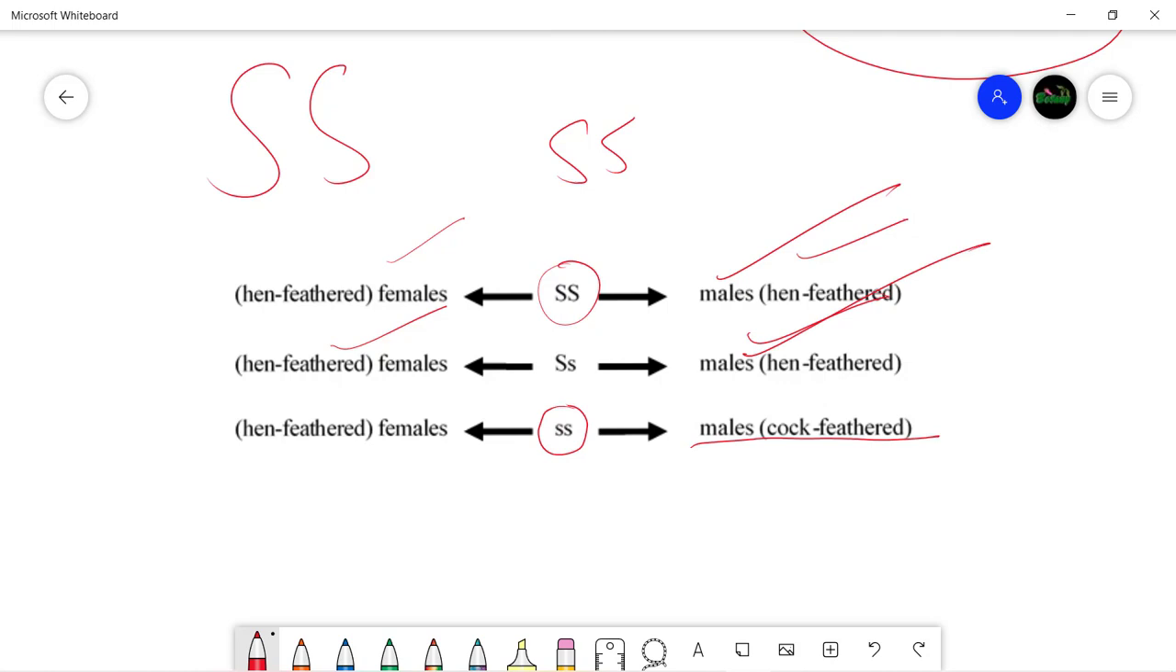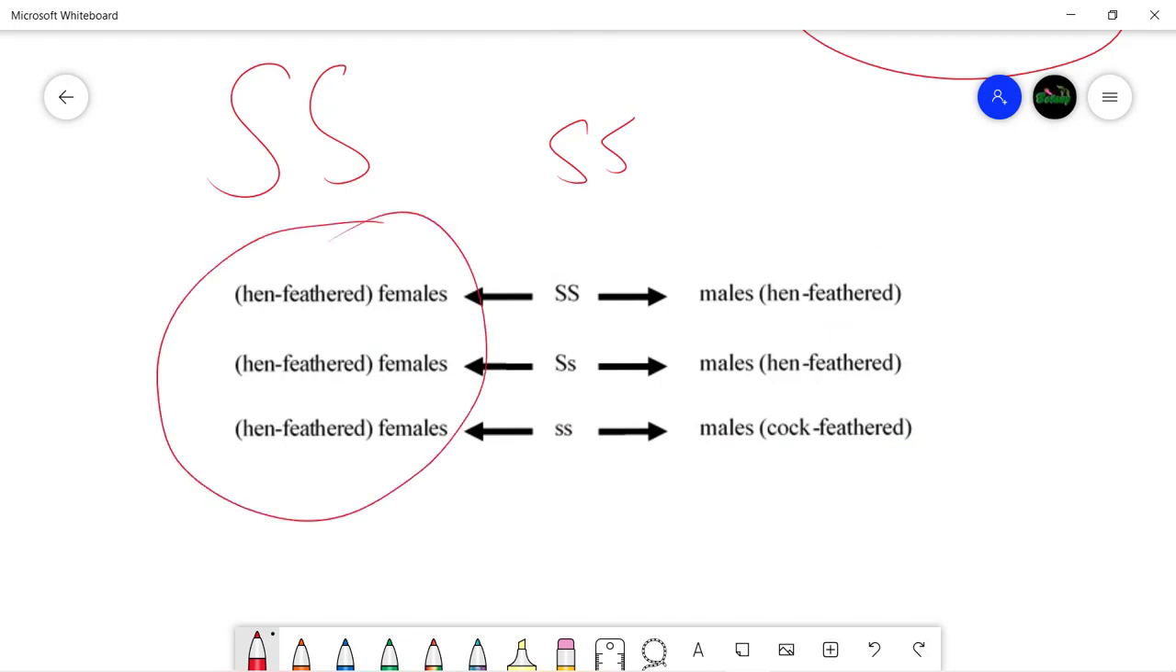But now these recessive alleles, their effect is different in females and males. Females are hen feathered in all the cases. So this particular trait, the hen feathering, is restricted to females, and the males become cock feathered only when it is homozygous recessive. So when we have homozygous recessive, the males are sickle shaped, they have cock feathered tails or sickle shaped feathers of the tail, whereas females are hen feathered.